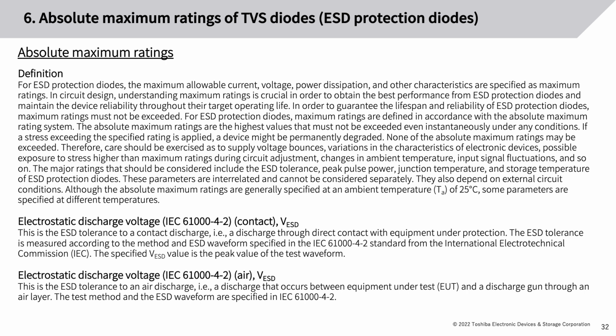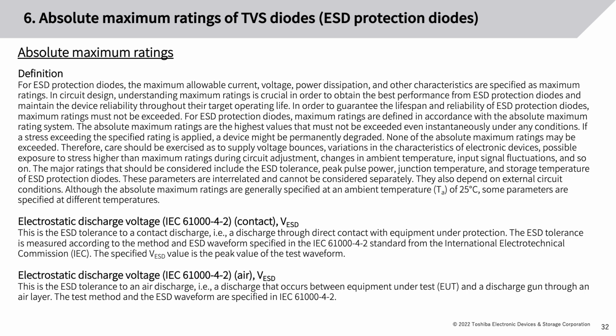Electrostatic discharge voltage, IEC 61000-4-2, contact, VESD. This is the ESD tolerance to a contact discharge, i.e., a discharge through direct contact with equipment under protection. The ESD tolerance is measured according to the method and ESD waveform specified in the IEC 61000-4-2 standard from the International Electrotechnical Commission (IEC). The specified VESD value is the peak value of the test waveform.